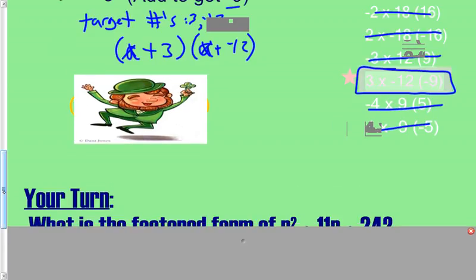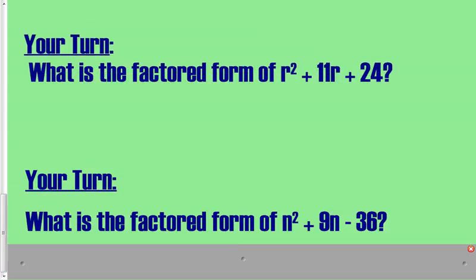All right, so why don't you try it? I have two of them for you. You can do one at a time. The first one says find the factored form of r squared plus 11r plus 24. And the second one has a negative in there, n squared plus 9n minus 36.